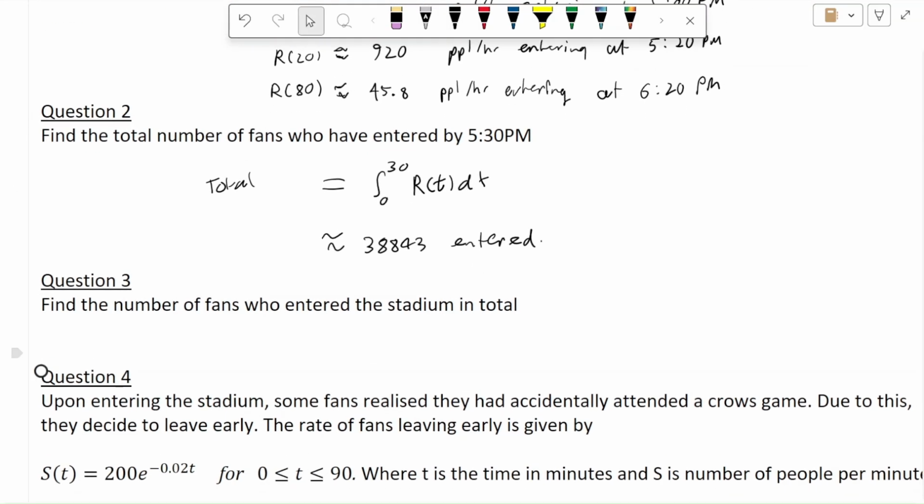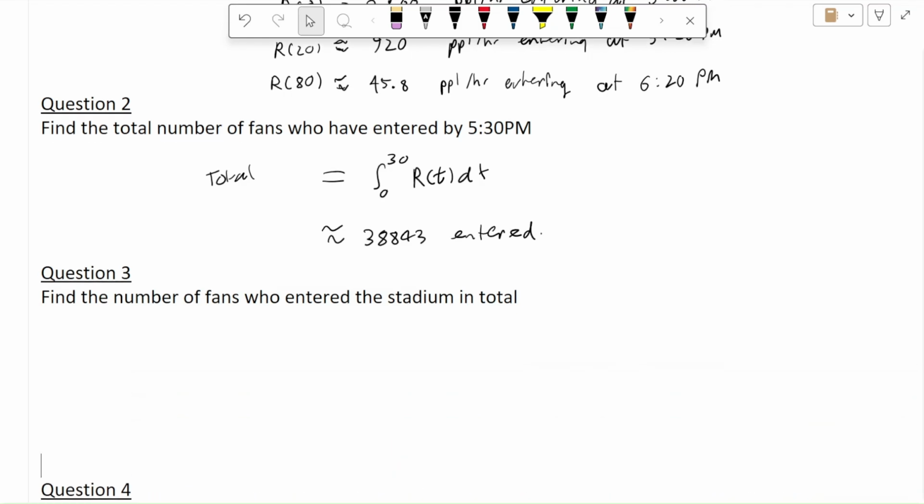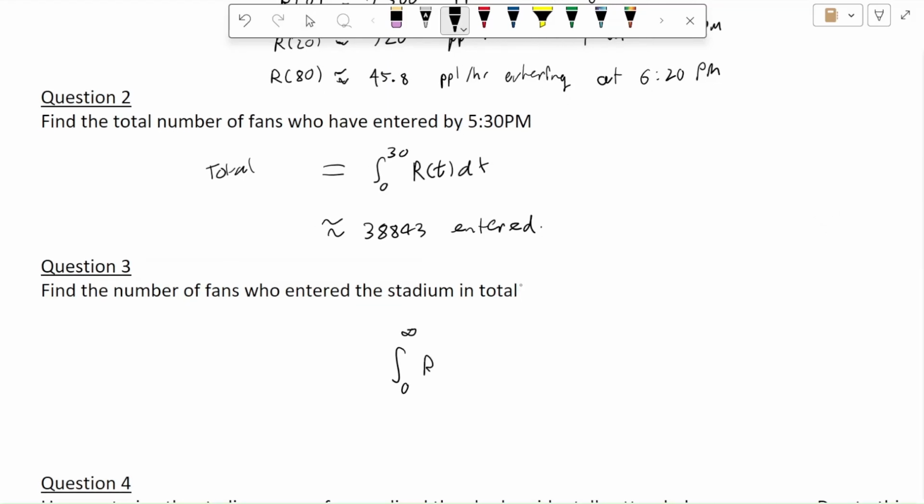Find the number of fans who entered the stadium in total. Now this one I've intentionally done is a little bit tricky. We've got that it's the integral from 0, but where do we end? Well, we could go as long as we want. We could go up to infinity. Now in the real world, I'm not expecting any fans to be entering the stadium at midnight. I mean, the game's probably over, but in theory, we could go up to infinity. So that's the total.